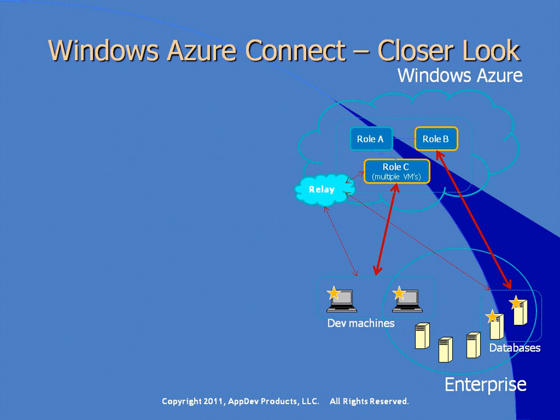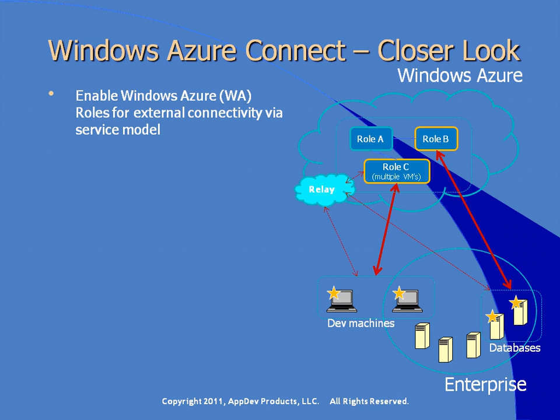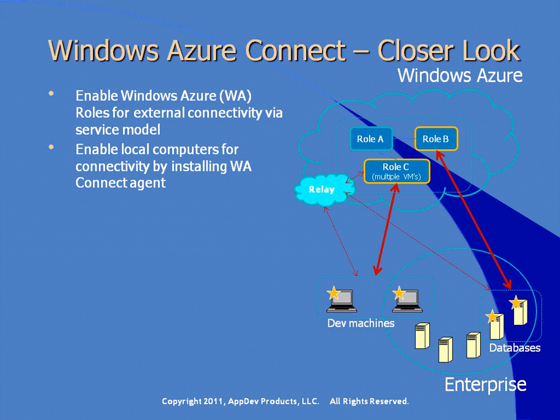Taking a closer look at Windows Azure Connect, Windows Azure Connect is enabled for external connectivity via the service model. Windows Azure Connect enables local computer connectivity by installing the Windows Azure Connect agent.